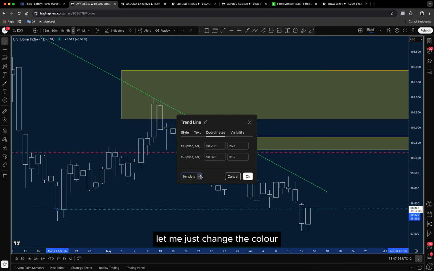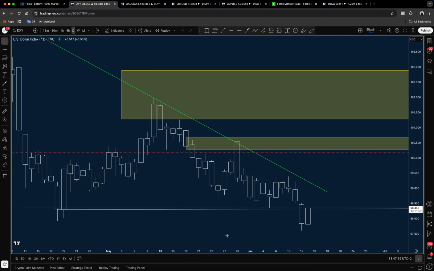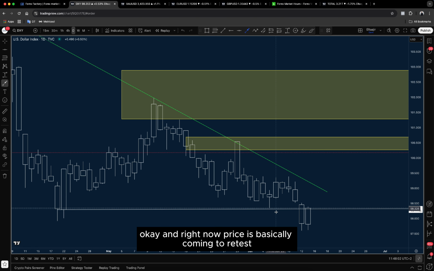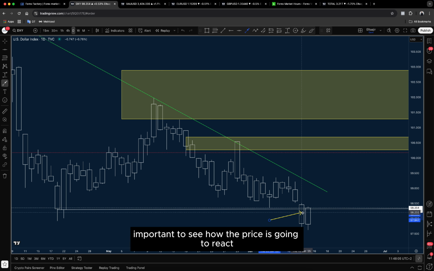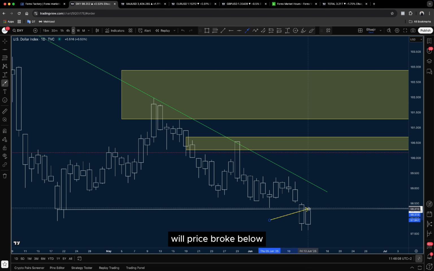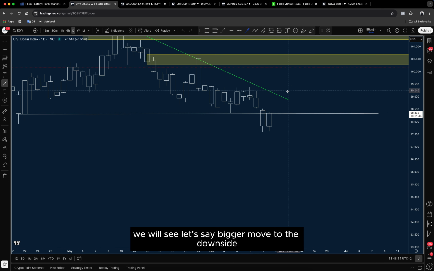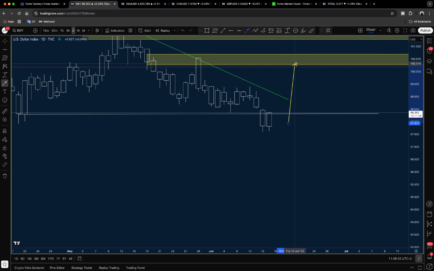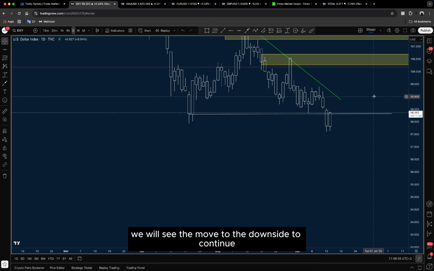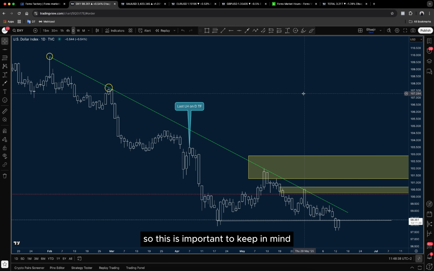Let me just change the color. Right now price is coming to retest, and it will be very important to see how the price is going to react to this area. Will price break below? If yes, I would expect starting from next week a bigger move to the downside. But if this candle is going to close above here, maybe that was liquidity collecting stop losses before another move to the upside, but it will be a short-term move, and then we will see the move to the downside continue. So this is important to keep in mind.